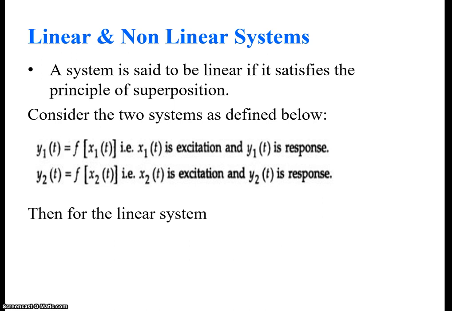Then for a linear system, the function of the linear combination of inputs, that is f of a1 into x1 of t plus a2 into x2 of t, should be equal to the linear combination of outputs, a1 into y1 of t plus a2 into y2 of t, where a1 and a2 are constants. If it is equal, then the system is called a linear system. If it is not equal, then we call it a non-linear system.